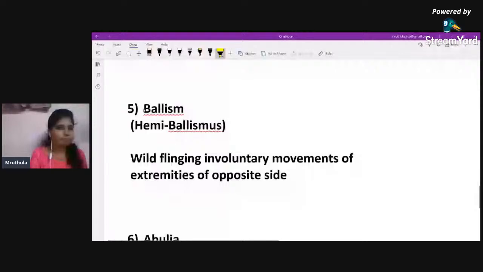So subthalamic body of Luys, or subthalamic nucleus. Okay, B for ballismus. Remember it that way. So it is the subthalamic body of Luys, or subthalamic nucleus, which is affected. Now what is this? It is a wild flinging involuntary movement of the extremities of the opposite side. So this phrase itself is enough for you to understand how this condition will be.